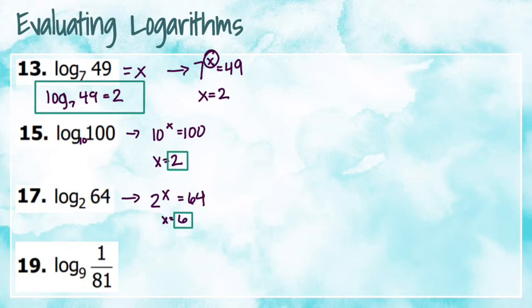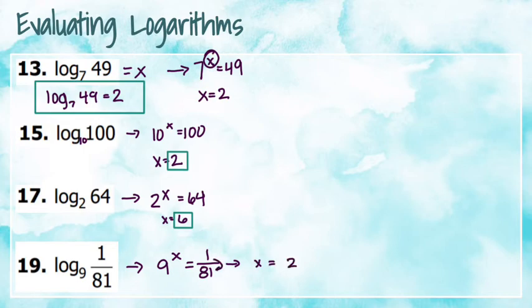And finally, we have 9 to what power equals 1 over 81. Now, this might need a refresher on exponent rules. But the first thing I would suggest is ask yourself, if we just needed to get 9 to equal 81, what would our answer be? Well, it would be x equals 2.